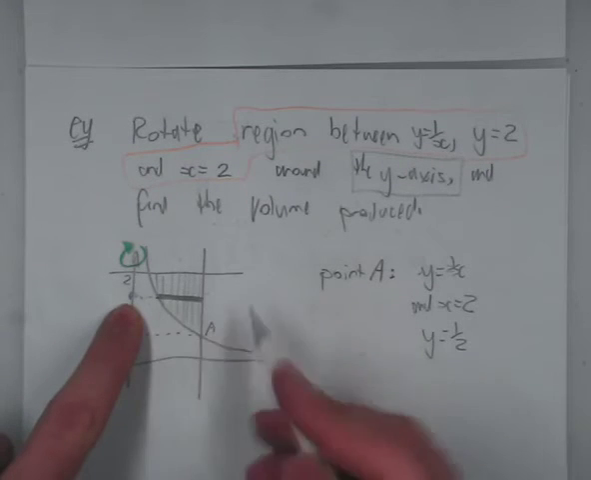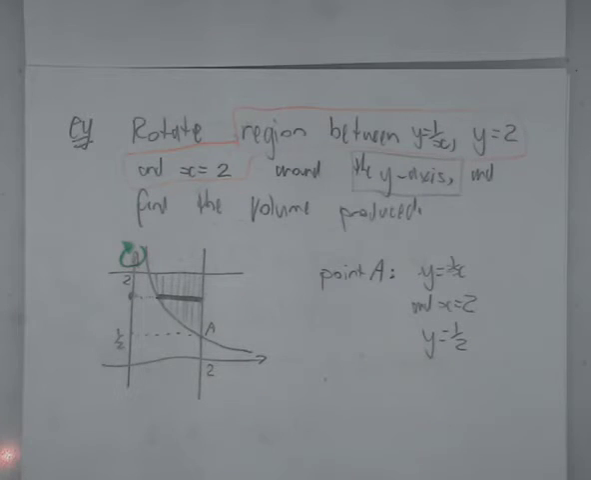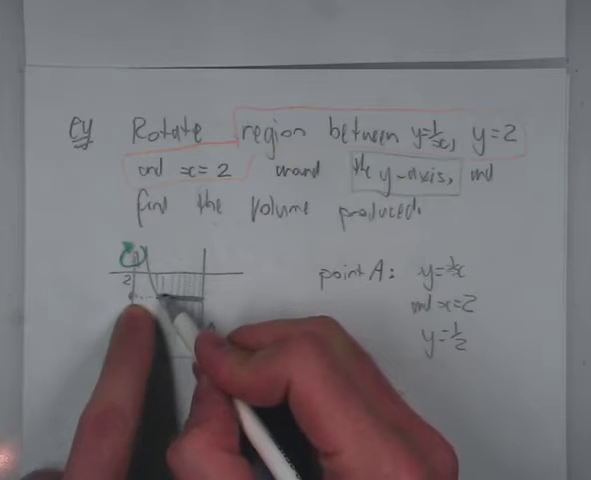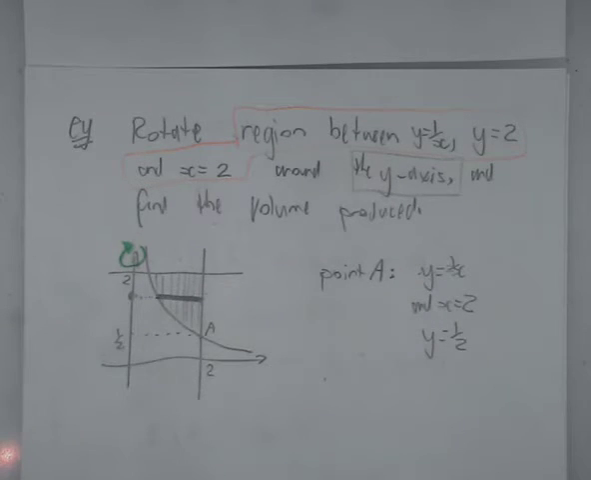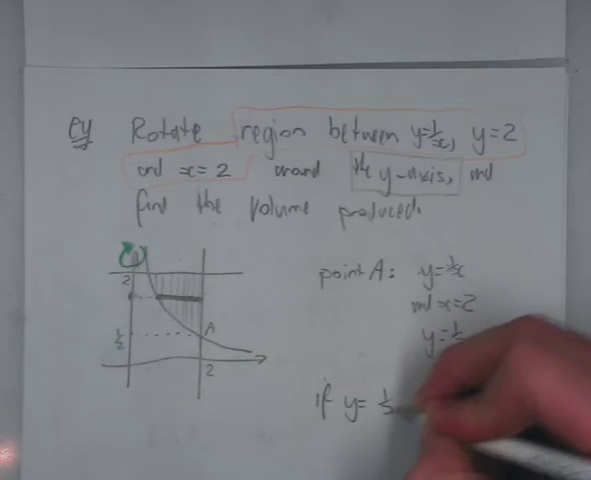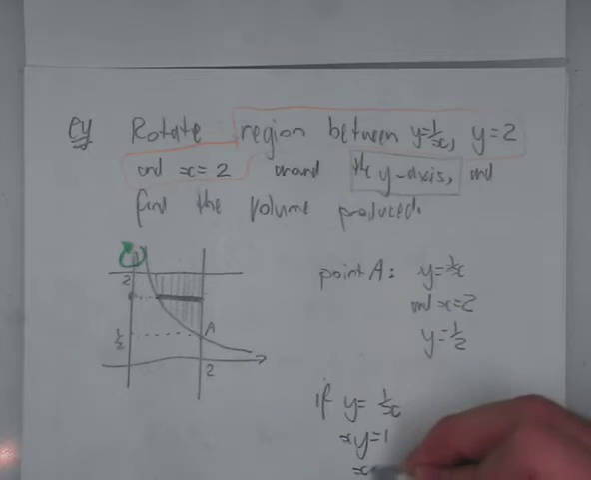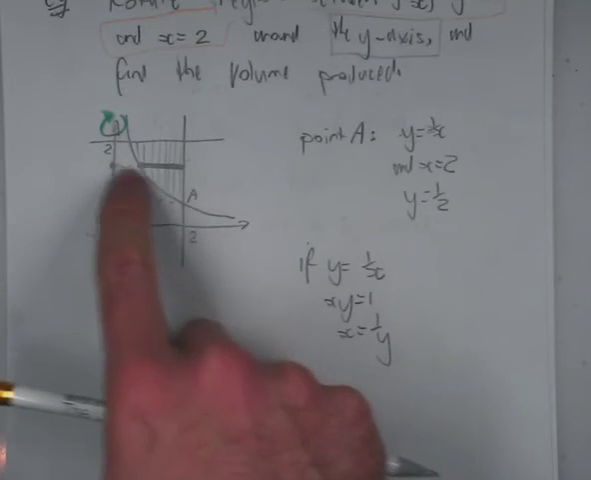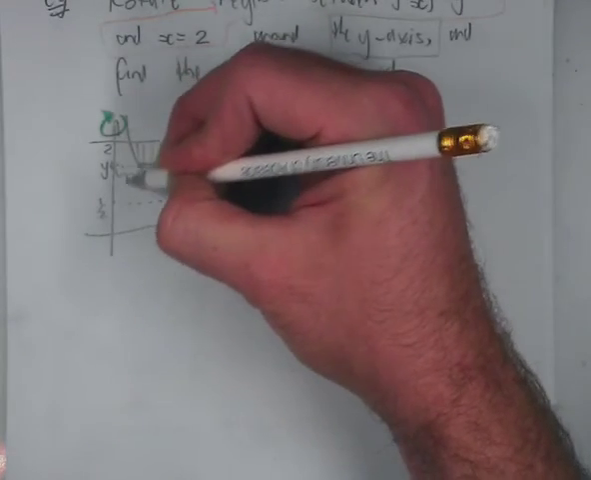So this distance here is 2. So that's good. That's going to be my outside radius. My inside radius, the hole in my ring, is going to be the distance from here to here, and I need to figure out what that is. So, if y equals 1 over x, that means that xy equals 1, so x is 1 over y. So that means that this distance here is 1 over y. If that's the y there, that is 1 over y.